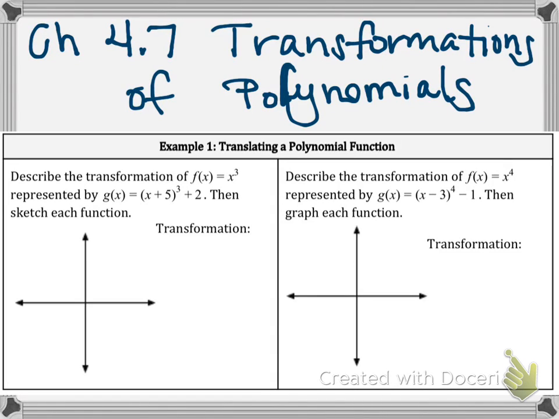Chapter 4.7 is Transformations of Polynomials. Now we've talked about transformations for several chapters now, beginning with Chapter 1, and so I'm hoping that this will be pretty fast. So translating a polynomial function. Hopefully you wrote down the notes from the beginning part of these, knowing how do you know when it's horizontal, vertical, when it's a reflection, when it's stretched or shrunk, and so forth. So this should be mostly review.